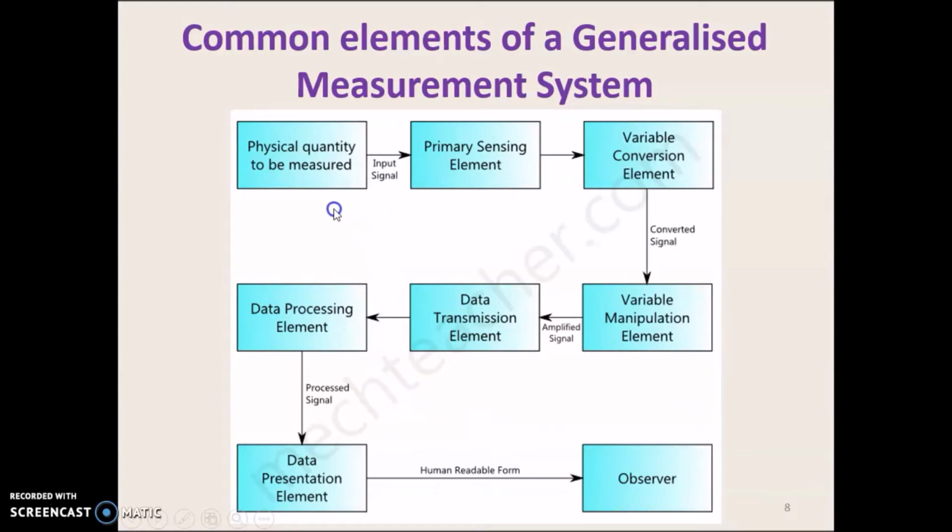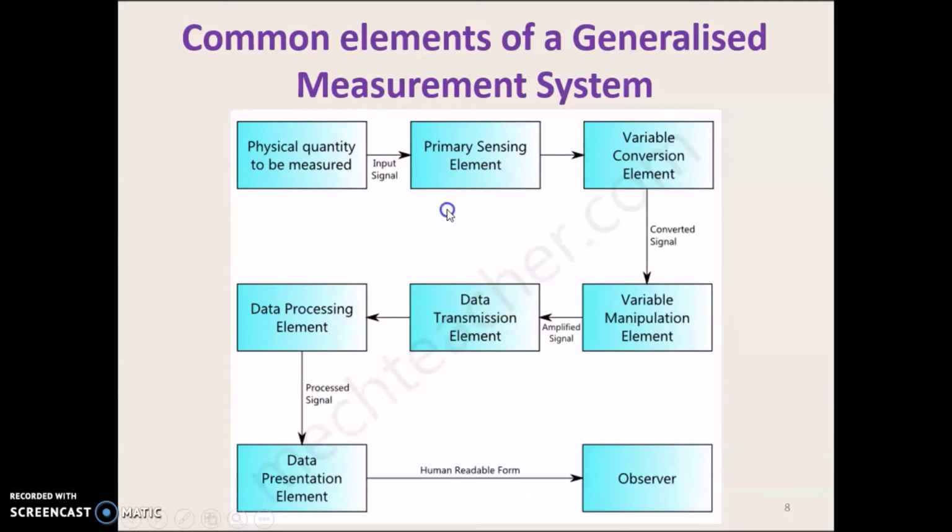So again I am repeating, we have 6 different elements. One is the primary sensing element, variable conversion element, variable manipulation element, data transmission element, data processing element, data presentation element, and finally the output signal is fed to the display, and here the input signal is sensed by the sensor. So, 6 elements.